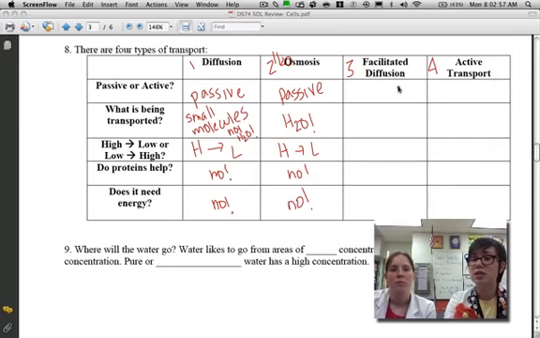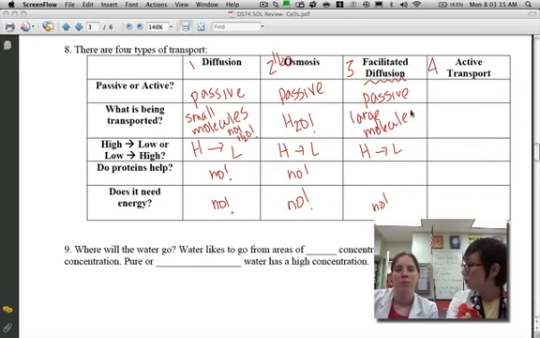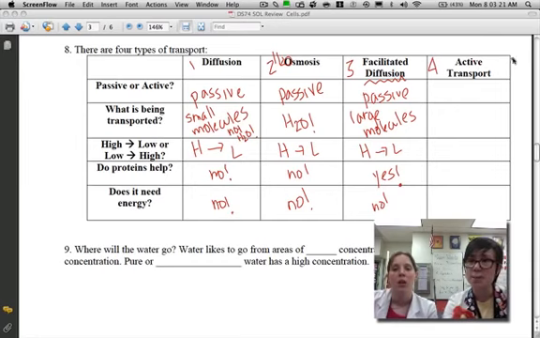All right, facilitated diffusion still has the word diffusion in it, so we know that here's another special case of diffusion, so it's still going to be passive. Things are still moving from high to low. The only difference here is that we're not moving small molecules, we're moving large molecules. And because we're moving large molecules, we need a tunnel or a helper, and that helper is going to be our protein, so we do need a protein here. And then our last one?